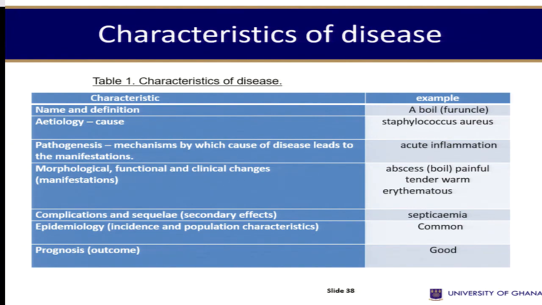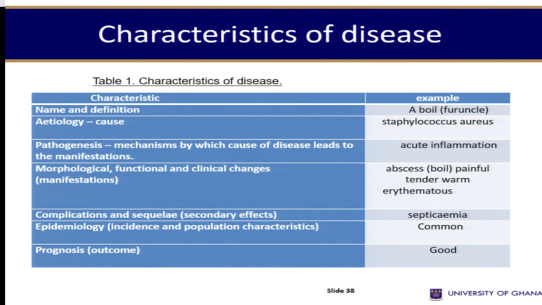So you can have any disease and have a table of the characteristics. The name and definition, and the example we are using is a boil. The technical name for that is a furuncle.